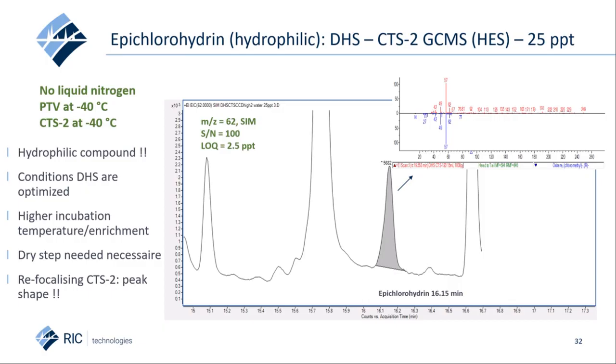this to enhance the presence of epichlorohydrin in the headspace, and to sufficiently enrich this compound from the headspace. On column, refocusing improved at the same time the sharpness of the peak of this compound, difficult to analyze in GC. A detection limit of 2.5 ppt is reached, while the new norm in Europe requires 30 ppt as LOQ.